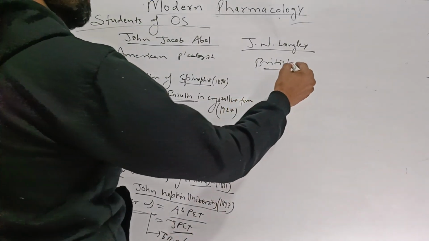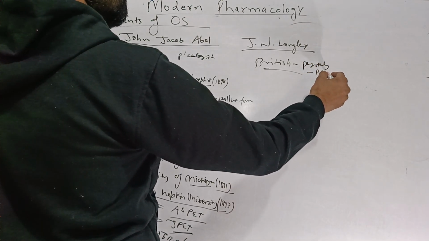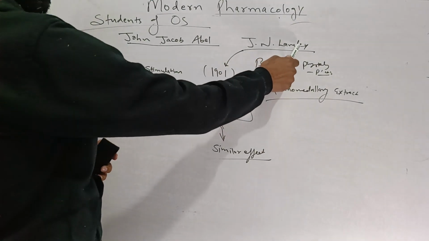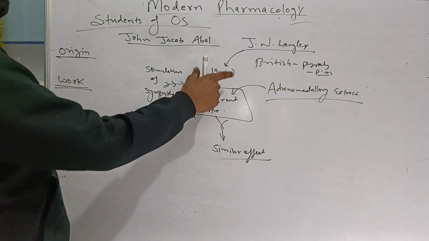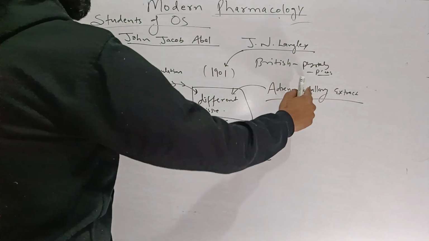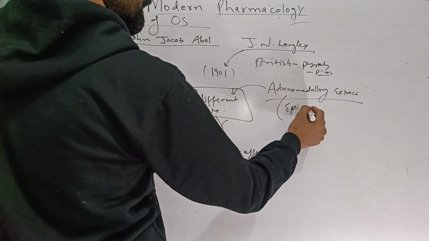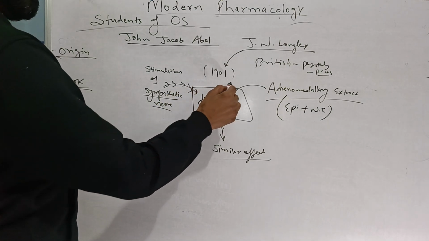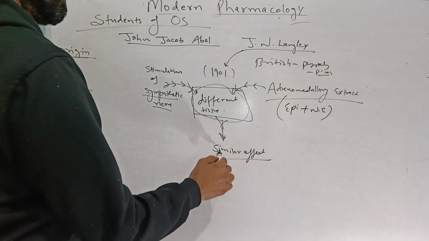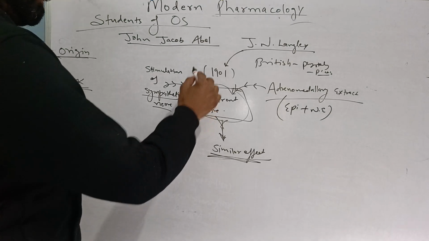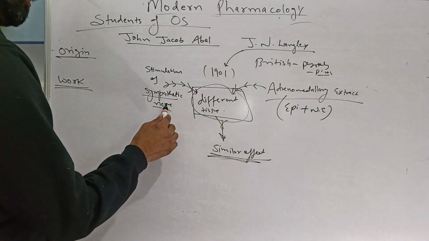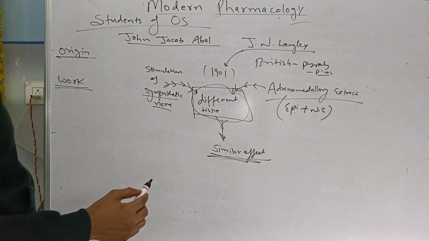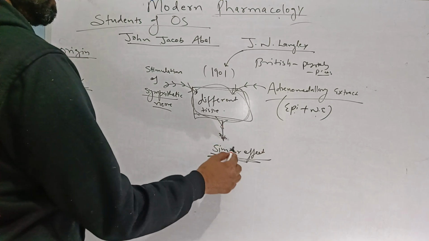Then J.N. Langley, a British physiologist and pharmacologist. In 1901, he demonstrated that adrenomedullary extract, which contains both epinephrine and norepinephrine, and stimulation of the sympathetic nerve had similar effects on different tissues. So this was Langley's demonstration: on one side stimulation of the sympathetic nerve, and on the other side adrenomedullary extract, a combination of epinephrine and norepinephrine. On different tissues he found similar effects.